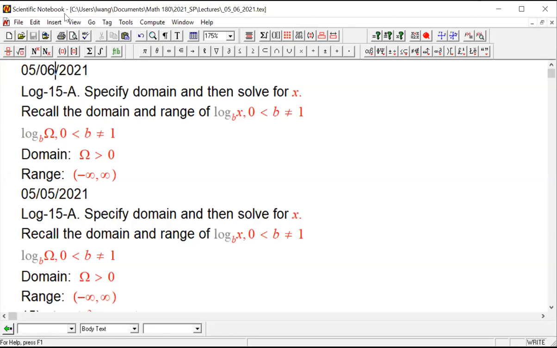Yesterday we were at log 15a, and let's continue on that. We did number 15, so we chose some questions. Today, how about we start with number 6? Do you guys have any questions? Do you have any specific questions?